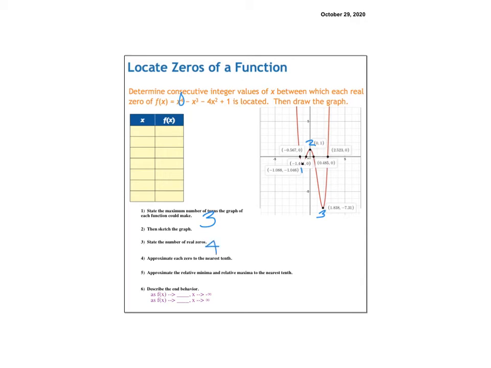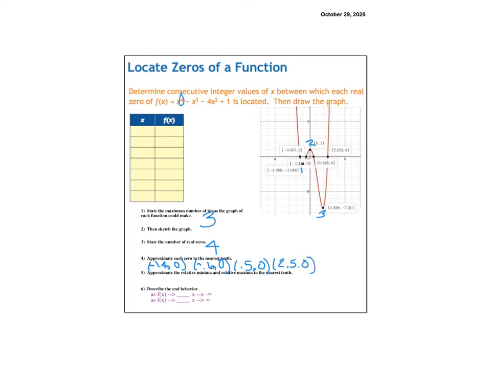All right, and those are at, let's see, we're rounding to the nearest tenth, so I'm going to shorten these up a little. So negative 1.4, negative 0.6, let's see, we have 0.5 and 2.5.